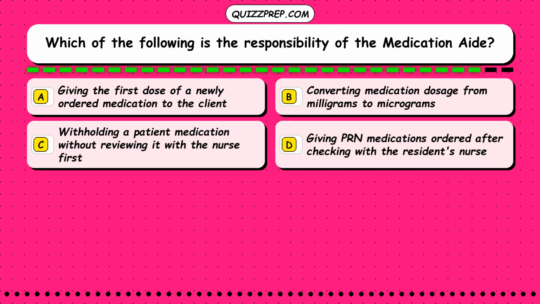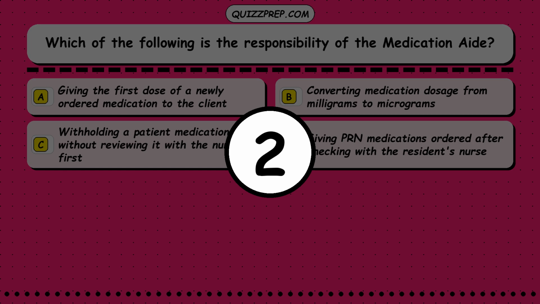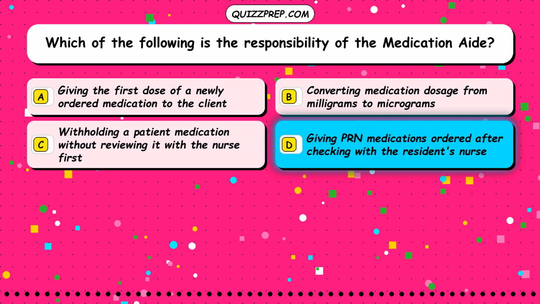Question 52. Which of the following is the responsibility of the medication aide? Option A, giving the first dose of a newly ordered medication to the client. Option B, converting medication dosage from milligrams to micrograms. Option C, withholding a patient medication without reviewing it with the nurse first. Option D, giving PRN medications ordered after checking with the resident's nurse. The correct answer is option D, giving PRN medications ordered after checking with the resident's nurse.